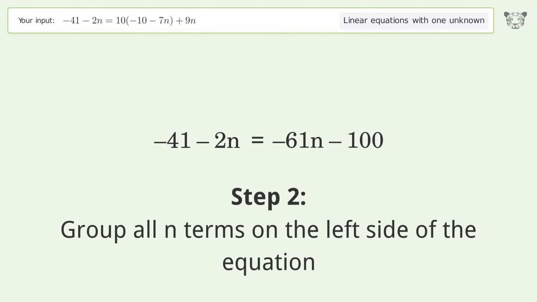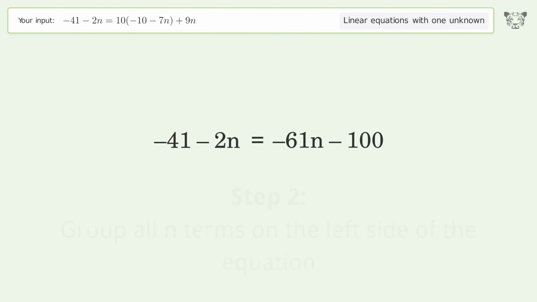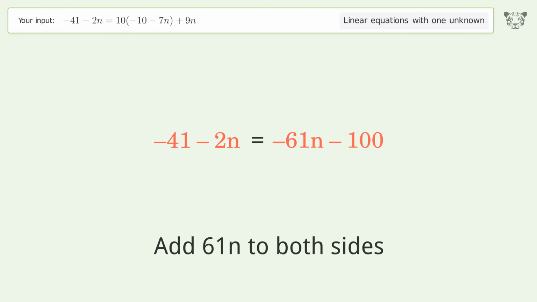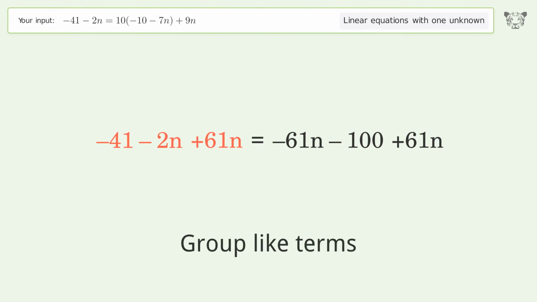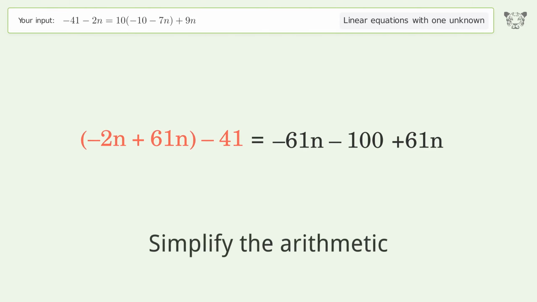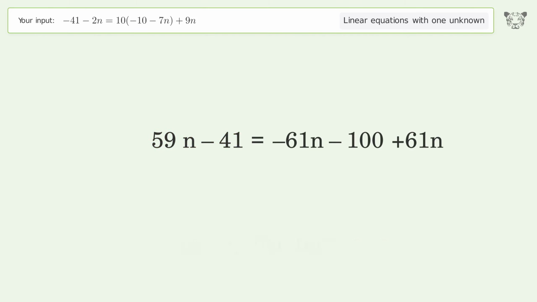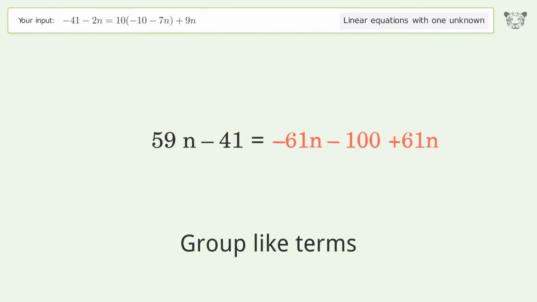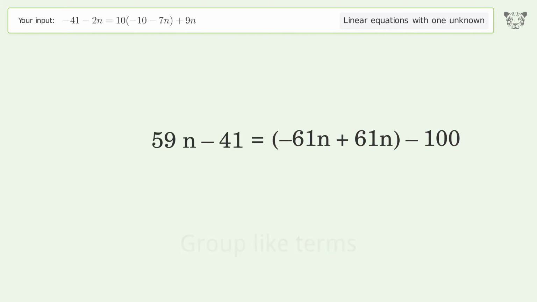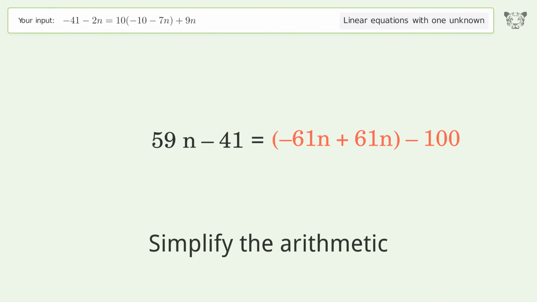Group all n terms on the left side of the equation. Add 61n to both sides. Group like terms. Simplify the arithmetic. Group like terms. Simplify the arithmetic.